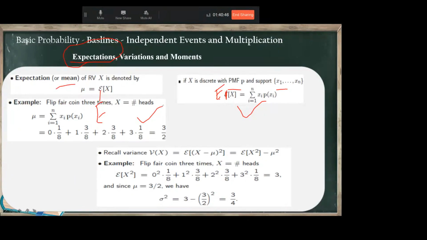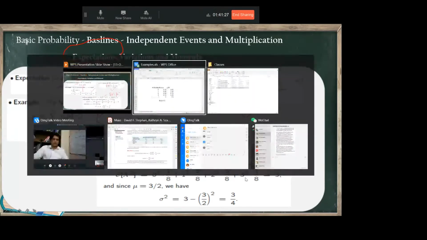So recall variance. So variance is (x minus mu) square. So it's like expected value of x square minus mu square. What is mu? Mu is the mean, 3 by 2, and we have to calculate E of x square. So for that, you need to do 0 square with its probability, 1 square with its probability. And let's see how to do that in Excel.